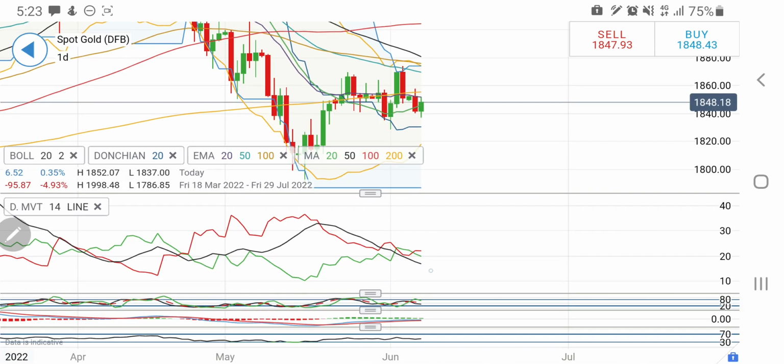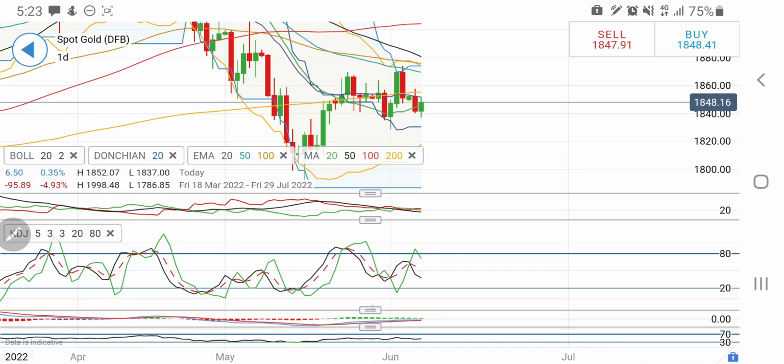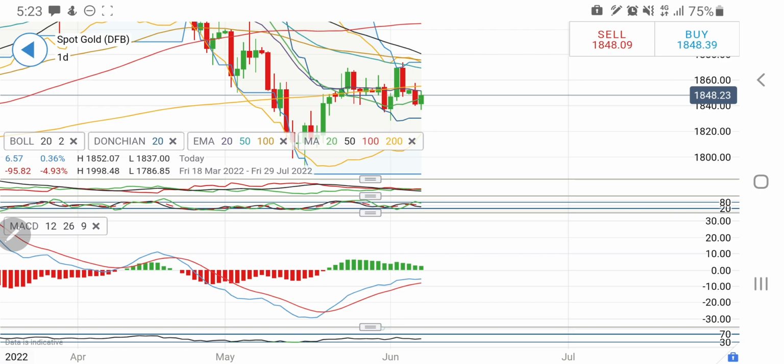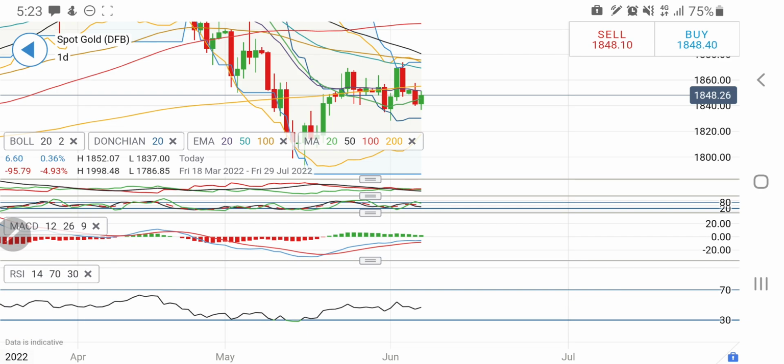Also look at this, the directional movement is bearish here on the daily charts. The stochastic is looking downwards, the MACD is trying to converge and cross over for a sell, and RSI is looking upwards, indicating nothing major move here, but definitely the support at 1836 is strong, and the resistance at 1855 is strong. In between this $19 $20, let's be cautious.